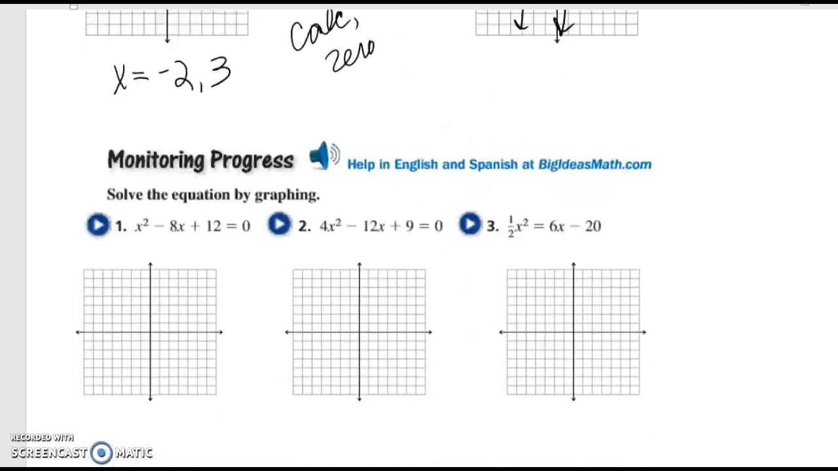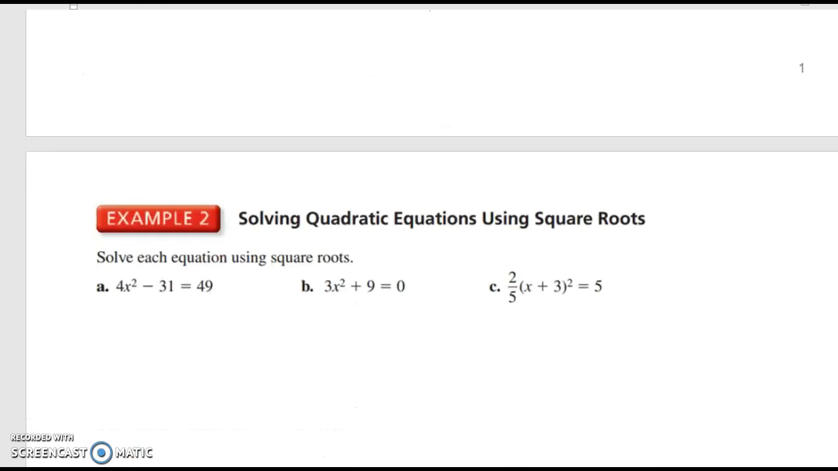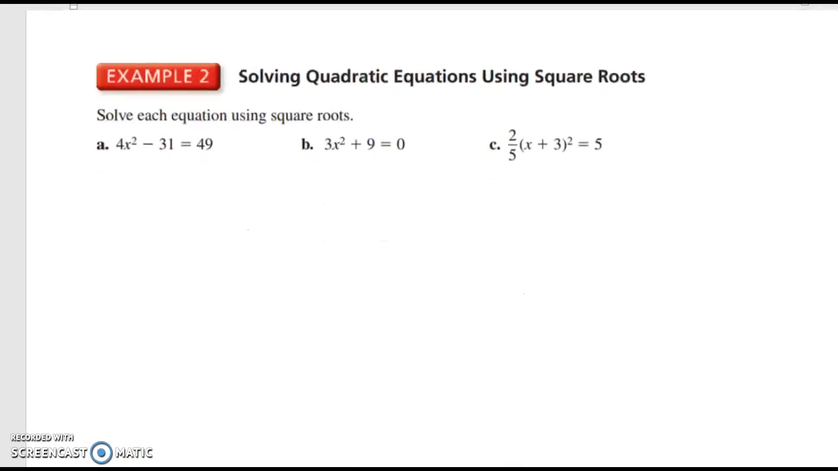Let's look at solving by square roots. If you read the directions in the journal, step 1 is to get the thing that's being squared by itself. So in A, only x is being squared. So we need to get rid of the 4 and the 31. So first we're going to add the 31 to the other side. That gives us 80. Then we can divide both sides by 4, and I get x squared equals 20.